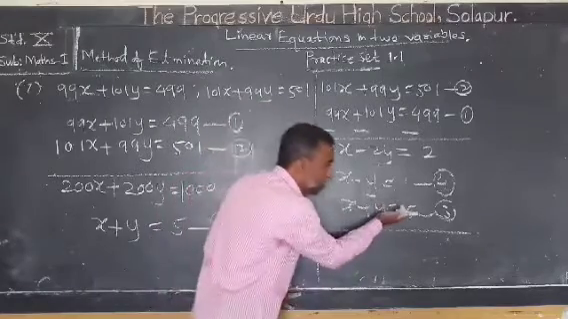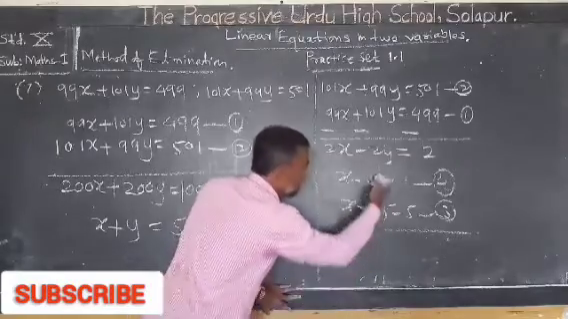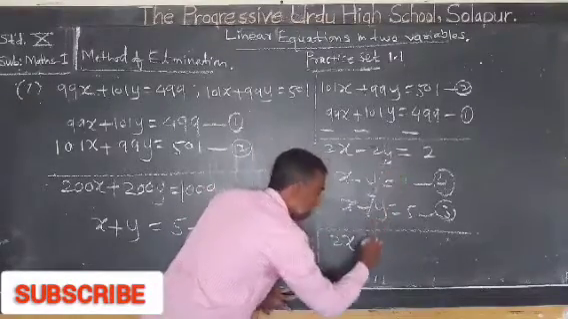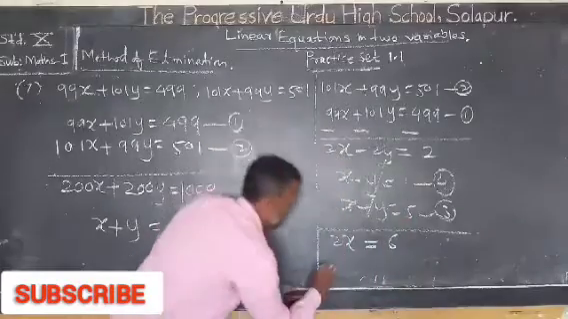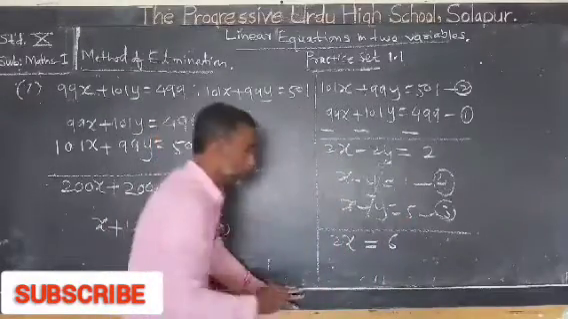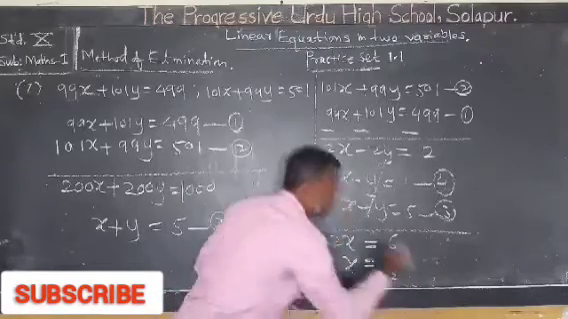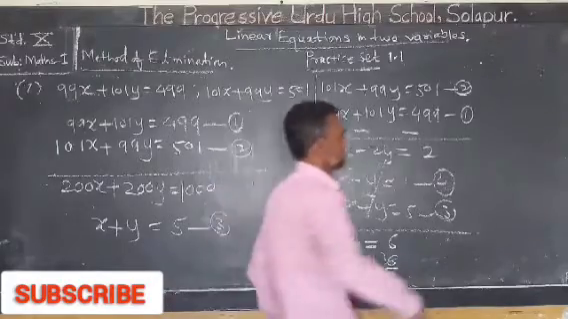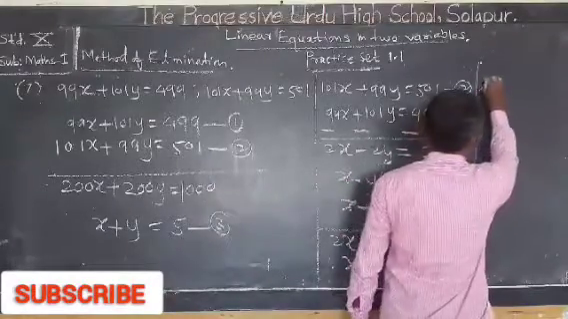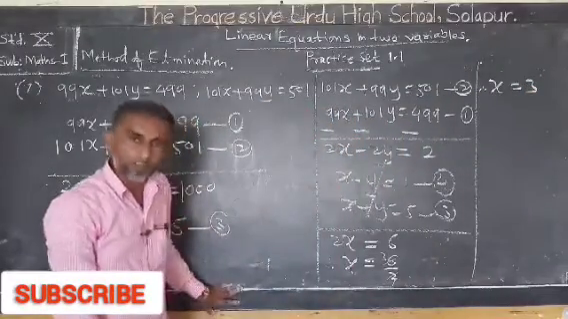Therefore, adding equation number 3 and 4, x plus x is 2x, minus y plus y is 0, is equal to 5 plus 1, which is 6. Therefore, dividing both sides by 2, x is equal to 6 upon 2. 2 ones are 2, 2 threes are 6. Therefore, x is equal to 3. This is the value of the first variable.